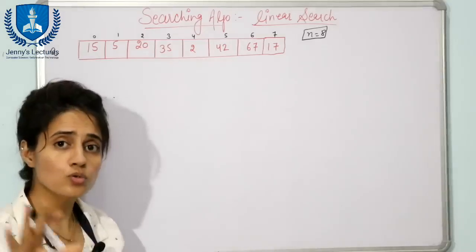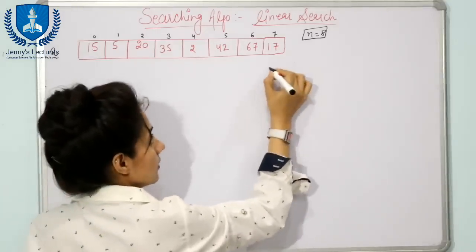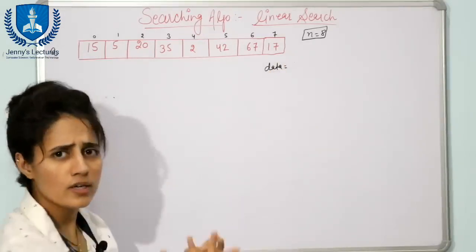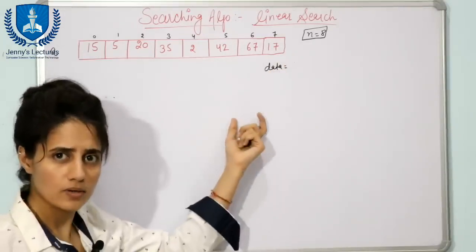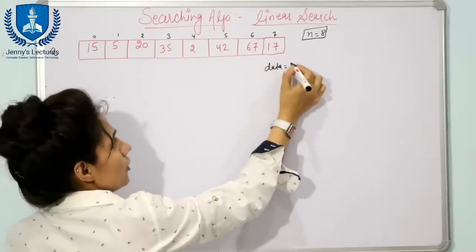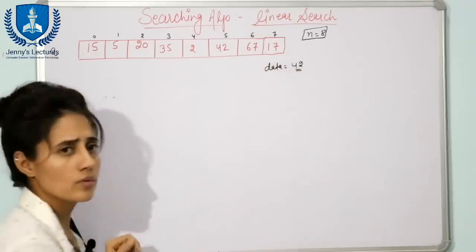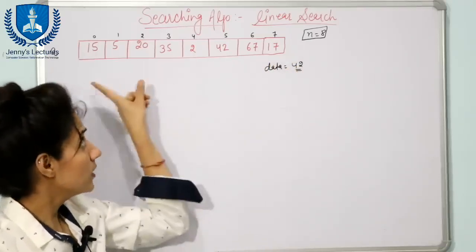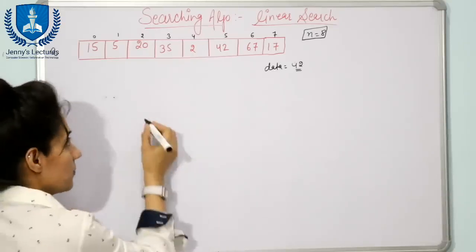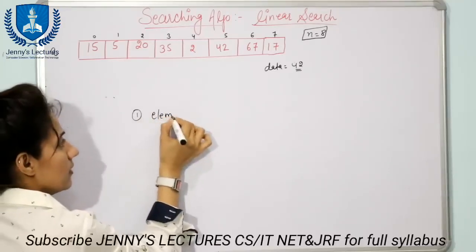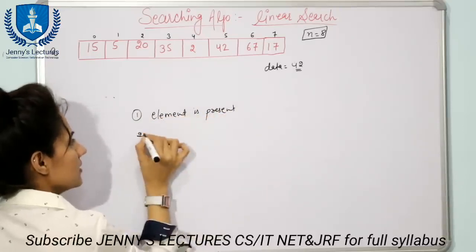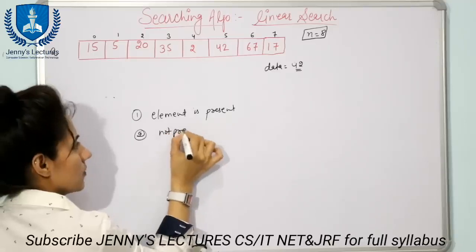Now suppose you want to search a data, and the value of this data or key, or you can take any variable. I am going to take here a variable data. Suppose you want to search 42. You want to find whether 42 is present in this array or not. Now here two cases are there. One is the element is present in the list and second is not present, right?